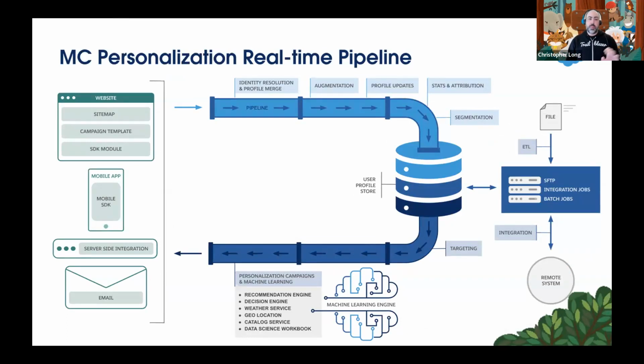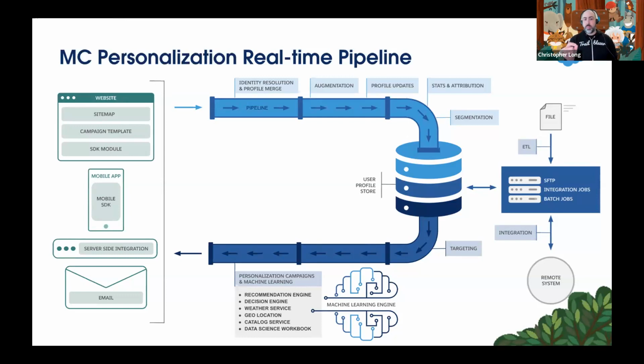It's a mobile app. Server-side integration. So server-side is just an API where you can send events. But a good example of a system that might use a server-side integration might be a point of sale system. Or another example of just another channel would be email. So the idea is the customer does something in one of those channels. That event, what they did, is then sent into the personalization pipeline.